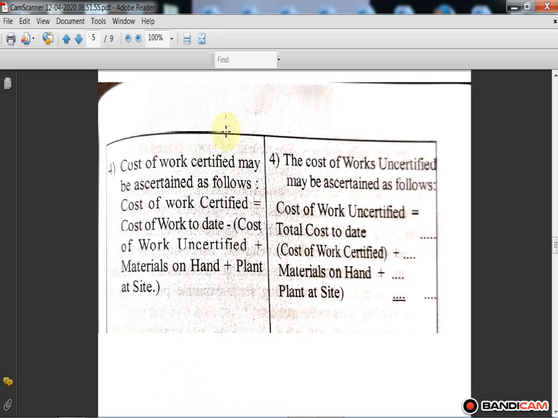The question arises from this formula in your MCQ. So compute the work uncertified with cost of work certified is equal to cost of work to date minus cost of work uncertified plus dot dot plus plant at site. So here the answer is material on hand, here also material in hand.